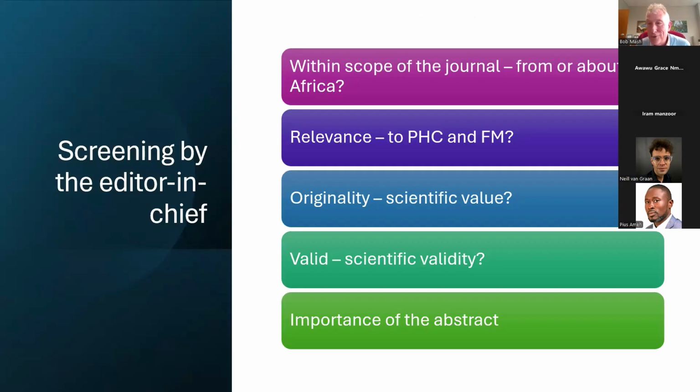So when I do the screening before peer review, what do I really look at? As I've said, the first thing is, of course, is it in the scope of the journal? We do get submissions from other countries like India or Indonesia or Saudi Arabia or other parts of the world. And unfortunately, if it's not from or about Africa, then at this point, you do get rejected.